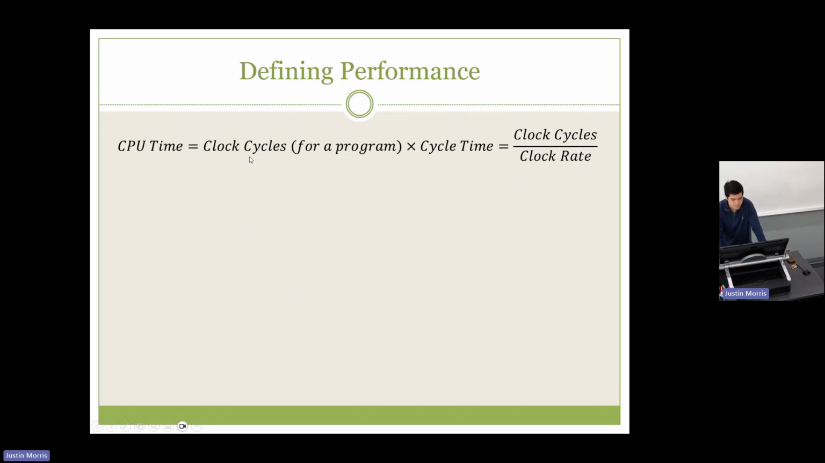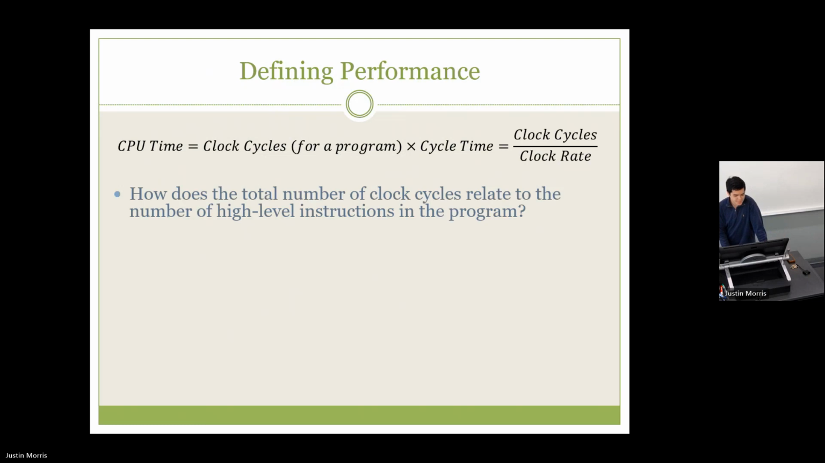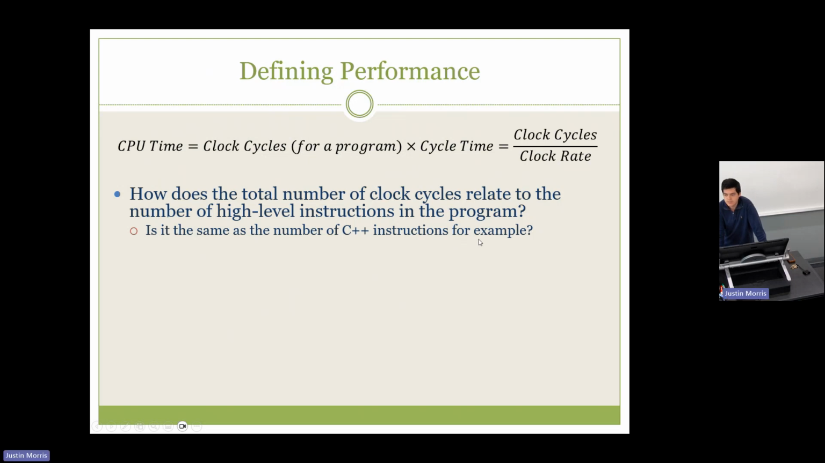The number of clock cycles is going to be split up into two new variables: instruction count and cycles per instruction. And if you think about it, if I know how many instructions there are, and I know how many cycles it takes per instruction, multiply those two, what do you get? The total number of clock cycles, right? So how does the total number of clock cycles relate to the number of high-level instructions in the program? Is it the same as the number of C++ instructions?